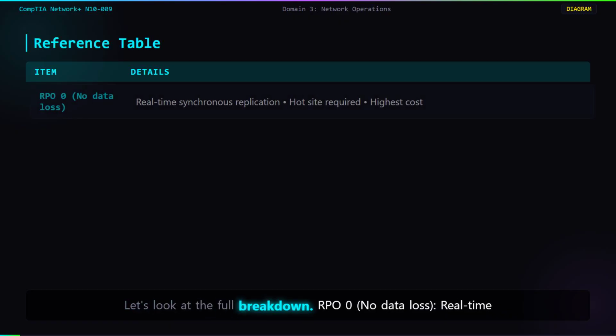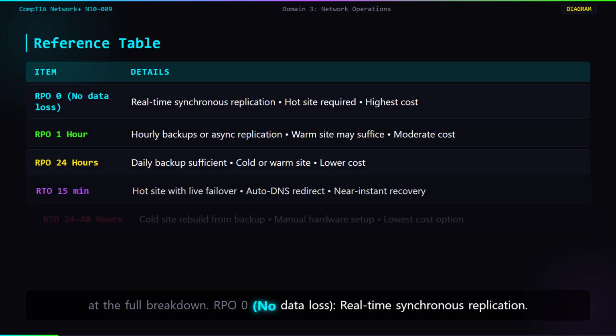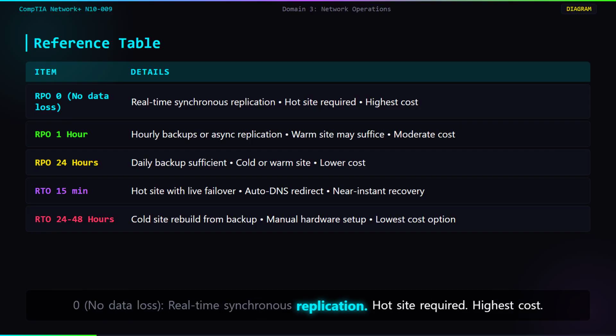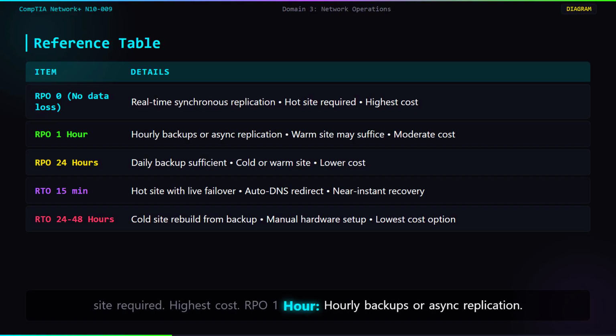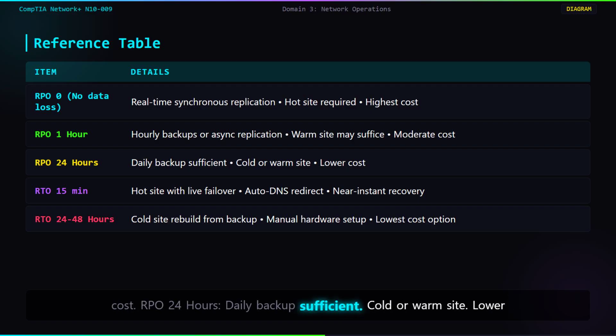Let's look at the full breakdown. RPO 0, no data loss. Real-time synchronous replication. Hot site required, highest cost. RPO 1 hour, hourly backups or async replication. Warm site may suffice, moderate cost. RPO 24 hours, daily backup sufficient. Cold or warm site, lower cost.